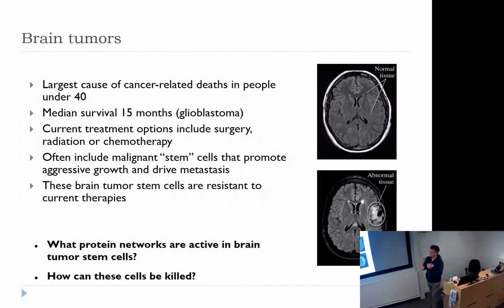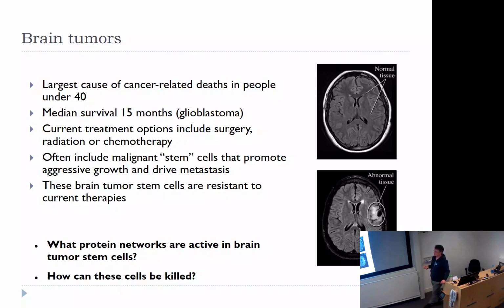And the specific thing I want to tell you about is some of the work we've been doing in the area of brain tumors. This is a new project that we've just started. And our question really is, what protein networks are active in what we call brain tumor stem cells? And I'll explain that in a moment. And then our second question is really, can we think of a new way of killing these cells? Okay, so there's lots of reasons we want to do that.